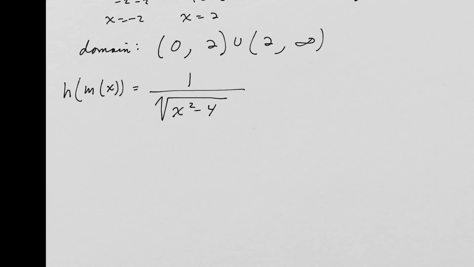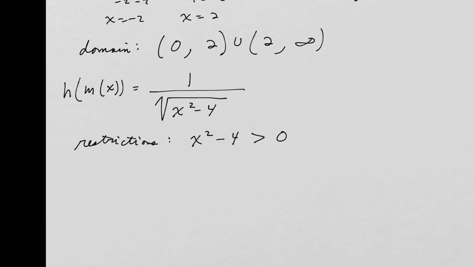Okay, so now let's figure out the domain. If you look at this, our restrictions are that x squared minus 4 has to be non-negative, and because it's in the denominator, it cannot even be 0, right? Because the square root of 0 gives you 0, and we can't divide by 0. So what we're saying is that expression must be strictly greater than 0.